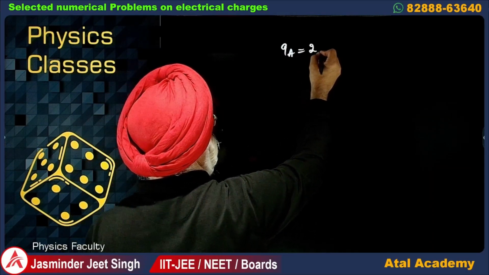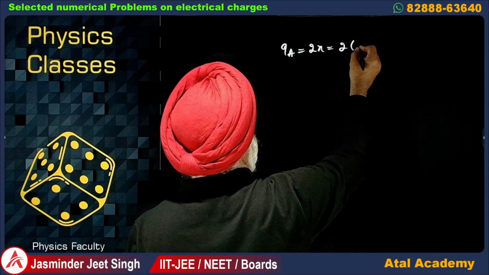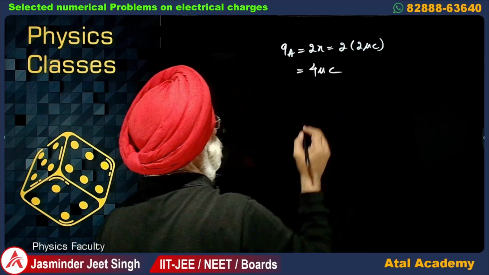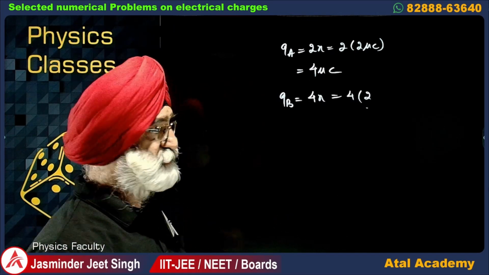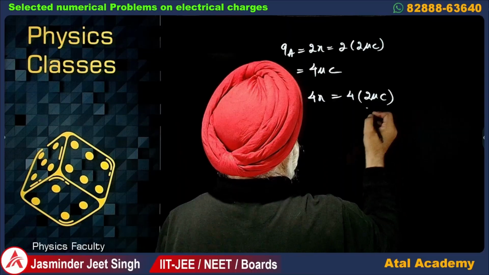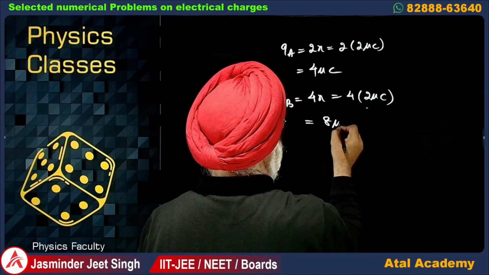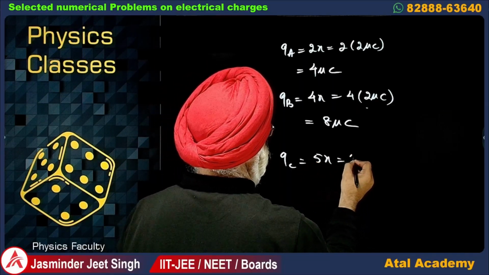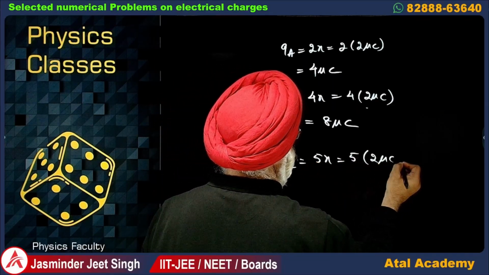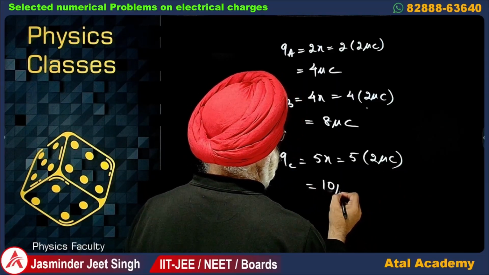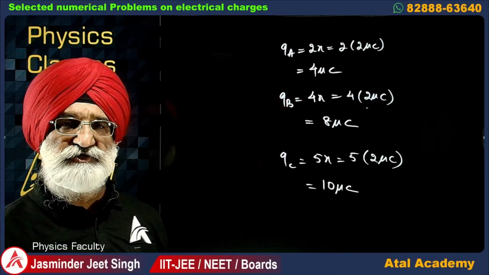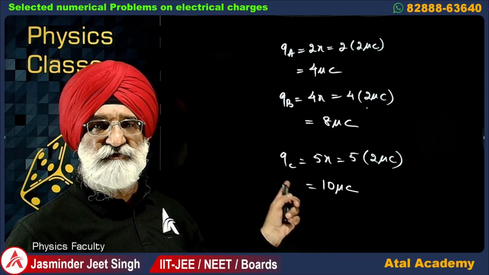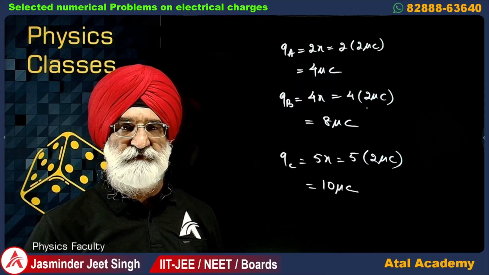Since x is 2 microcoulomb, we can find the value of the 3 charges. QA is equal to 2x, which is 2 into 2 microcoulomb, that will be 4 microcoulomb. QB is 4x, 4 into 2 microcoulomb, which will be 8 microcoulomb. QC is equal to 5x, 5 into 2 microcoulomb, which will be 10 microcoulomb. That means the charge acquired by A is 4 microcoulomb, B is 8 microcoulomb, and C is 10 microcoulomb.